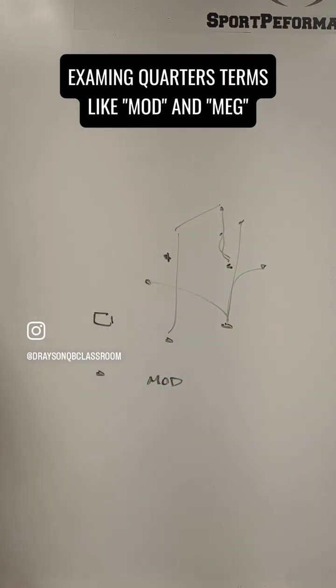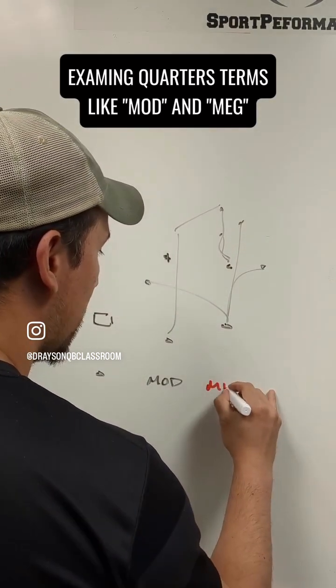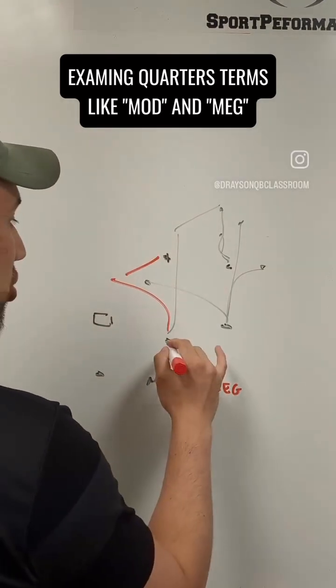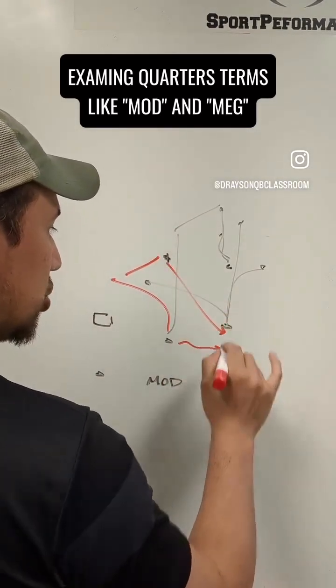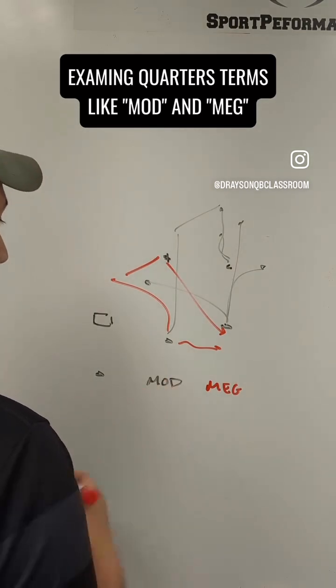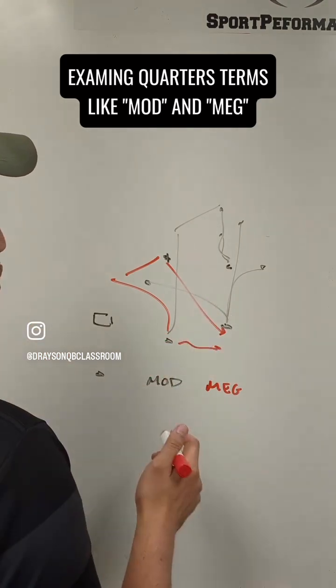Now, that varies from other forms of quarters where they match, and it'd be something like MEG, which is man everywhere he goes, right? So if this guy runs in, the safety chases it. If we get bubble, he's going to chase it. It's almost just like playing man coverage from off, and they're just giving a bigger cushion, right? So there are different ways in which teams choose to match versus quarters.